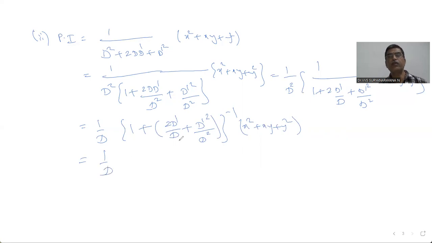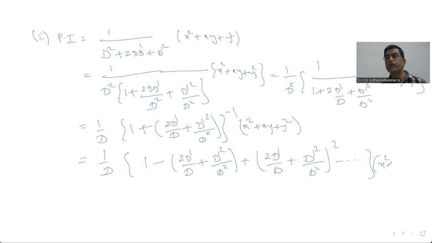If we consider this as some phi of d, then 1 plus d power minus 1 becomes 1 minus this, 2d dash by d plus d dash square by d square, plus the square of this, 2d dash by d plus d dash square by d square, and so on, to be operated on x square plus xy plus y square. We are treating this as some x: 1 plus x power minus 1 is 1 minus x plus x square. We are using the binomial theorem formula.